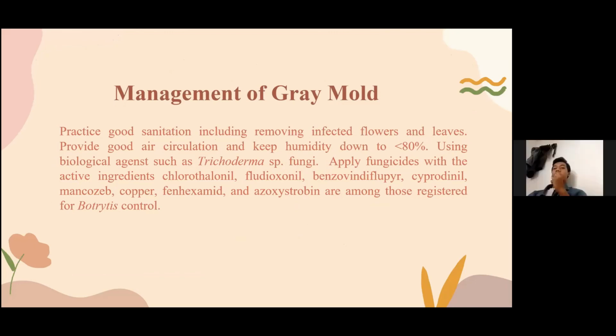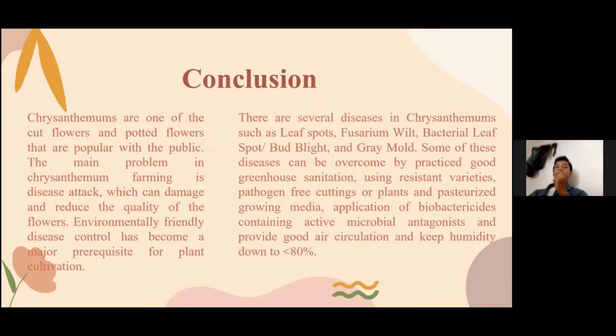The management of gray mold. Practice good sanitation, including removing infected flowers and leaves. Provide good air circulation and keep humidity down to less than 80%. Using biological agents such as Trichoderma species fungi. Apply fungicides with the active ingredients chlorothalonil, fludioxonil, benzovindiflupyr, cyprodinil, mandipropamid, copper, fenhexamid, and azoxystrobin, which are among those registered for Botrytis control.